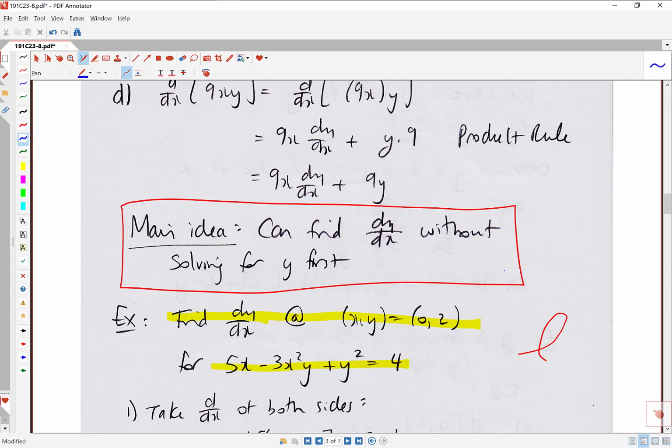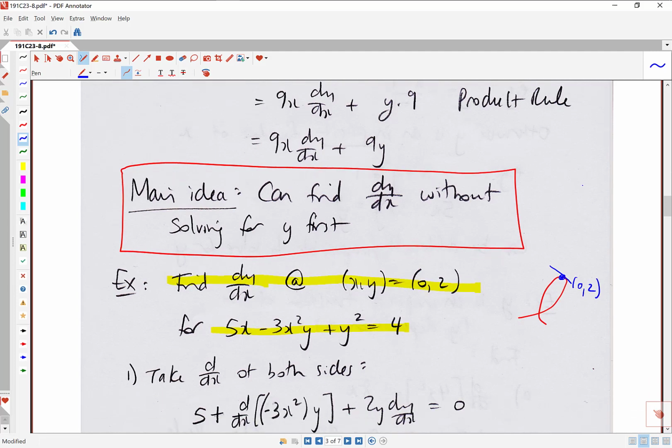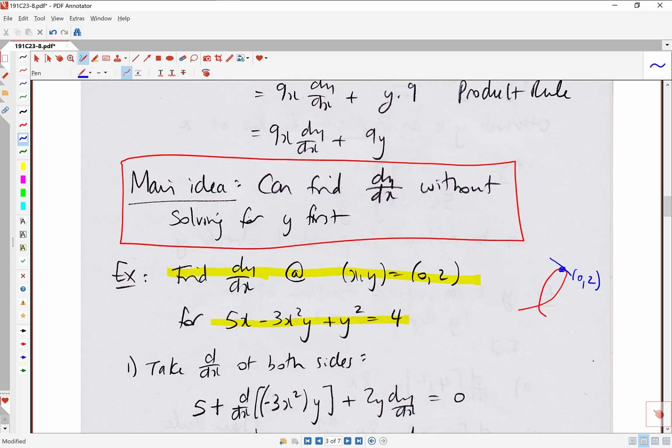So let's say that we've got this point, (0, 2), which lies on the graph of that curve. So the problem is to find the slope of the tangent line at that point. Okay, so that's what we're going to do here. So these implicit differentiation problems, they have two parts. Let's break into a fresh page and we'll just go through all the details here.